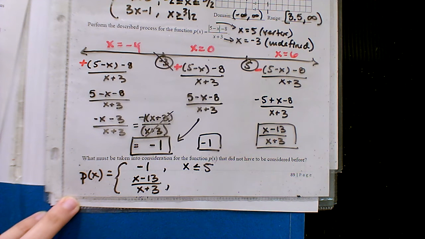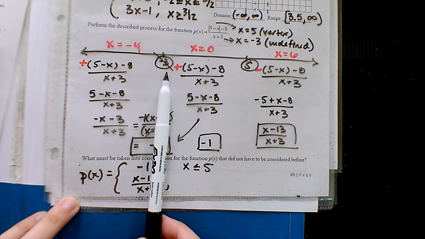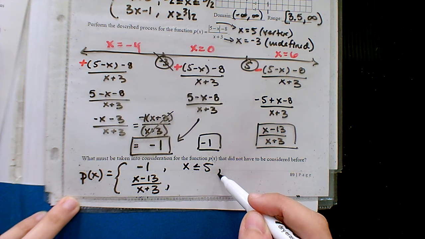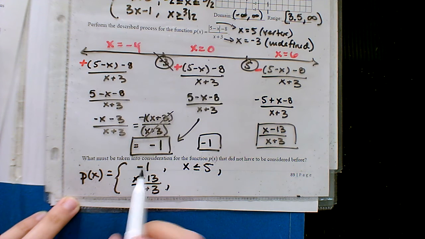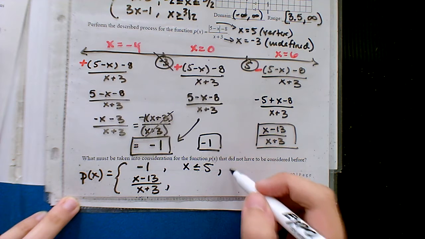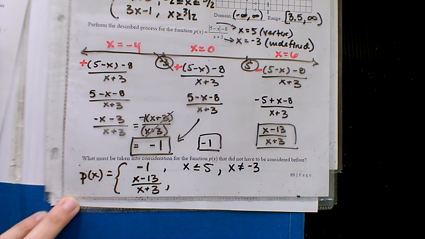Okay, this is going to be a little tricky though. Notice how we had a slash on -3. We said that was an undefined location. So what's happening here is we're actually going to have another constraint. Maybe you've never seen this before. So we're basically stating that this equation of -1 shows up when the x values are less than or equal to 5, but also x cannot equal -3. We kind of have to merge the 2 pieces together.